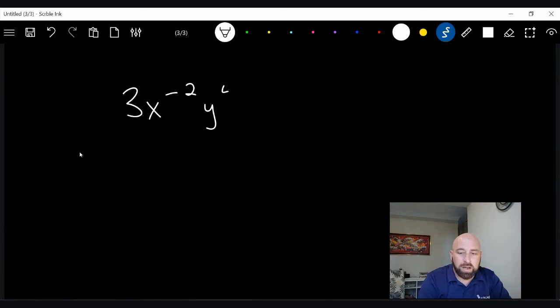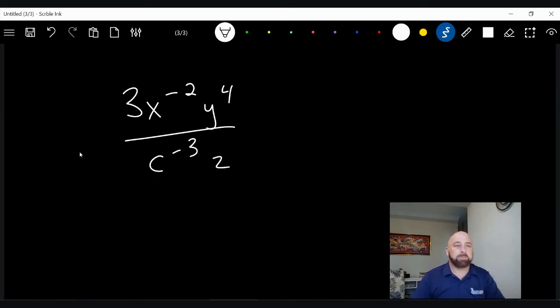All right, so let's write this one without a negative exponent: 3x to the negative 2 y to the 4th over c to the negative 3 z. All right, how are we going to write that? Now, our goal here is to write this without negative exponents. Well, here's what we're going to do. We need to flip this to the bottom.